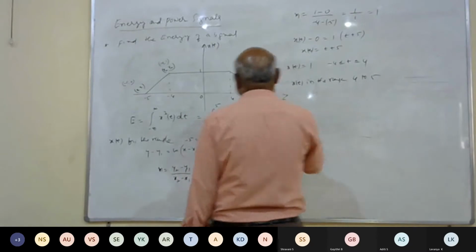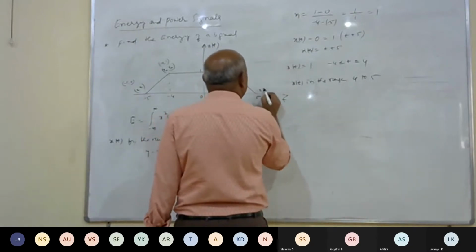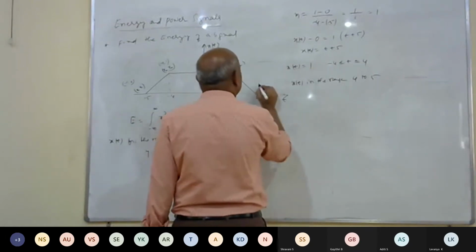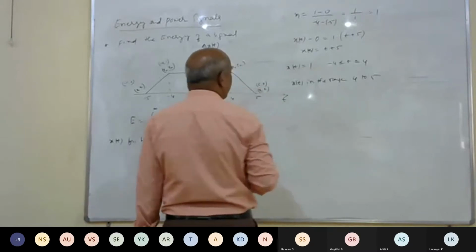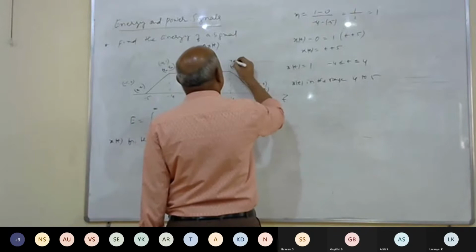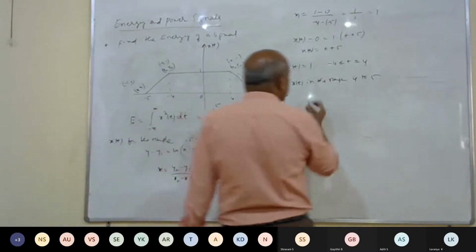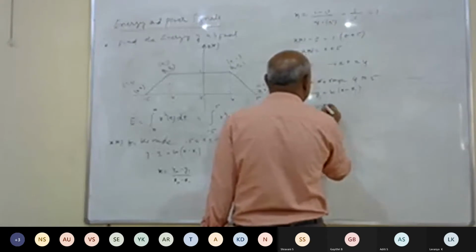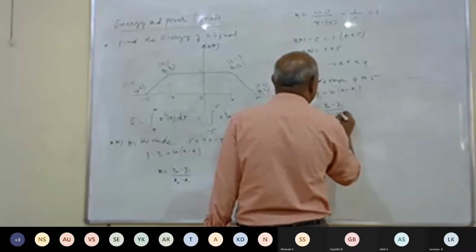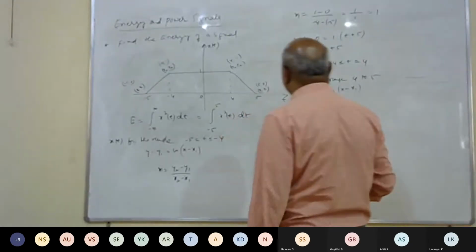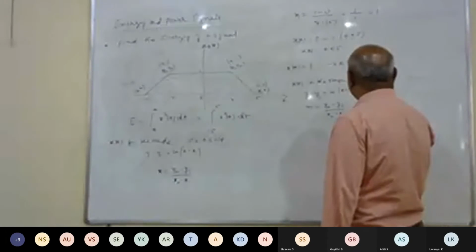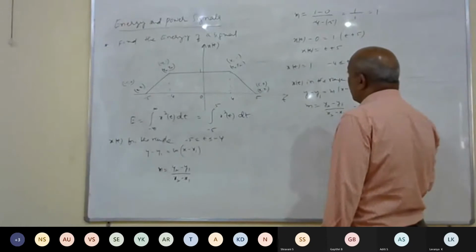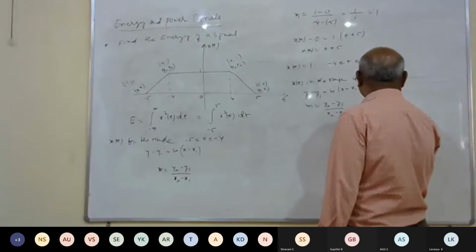You can take this point as x1, y1 and this point as x2, y2. x1, y1 is 5, 0. x2, y2 is 4, 1. The equation is y minus y1 is equal to m into x minus x1, where m is y2 minus y1 divided by x2 minus x1. What is y2 here? Y2 is 1, y1 is 0, x2 is 4, x1 is 5, answer is -1.